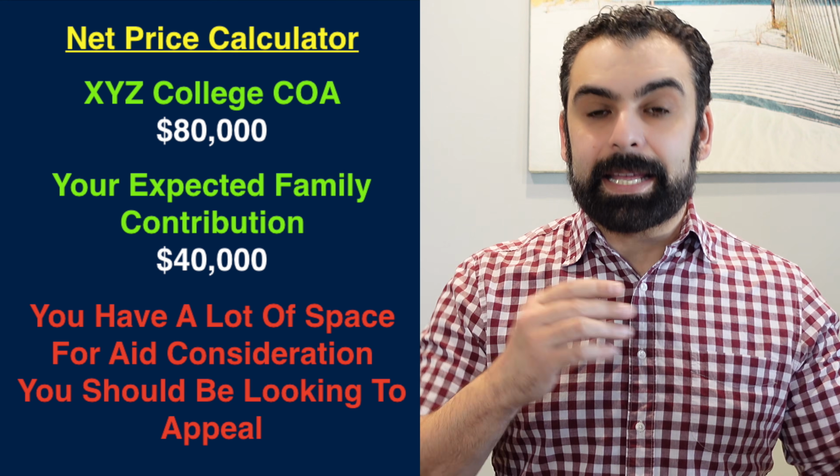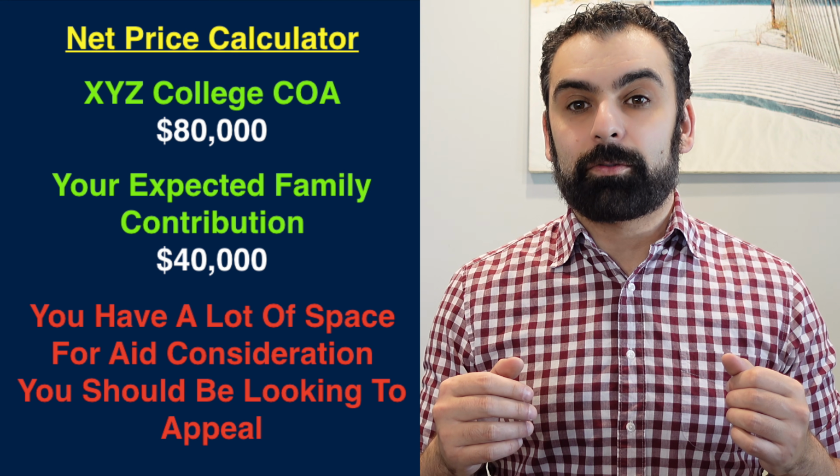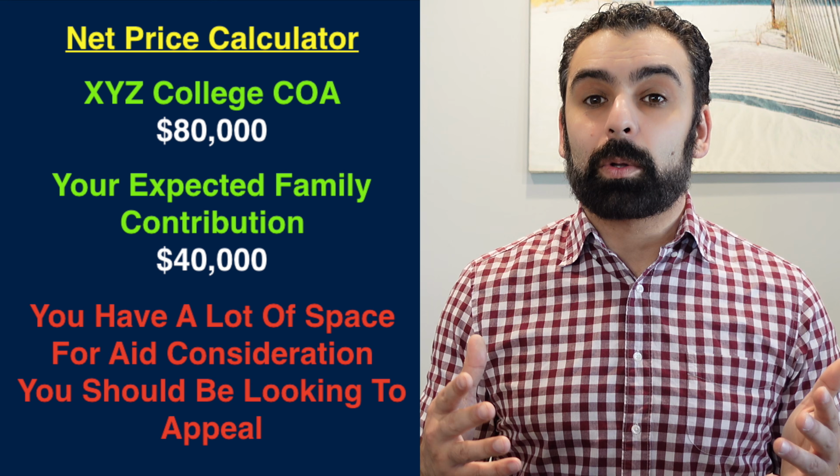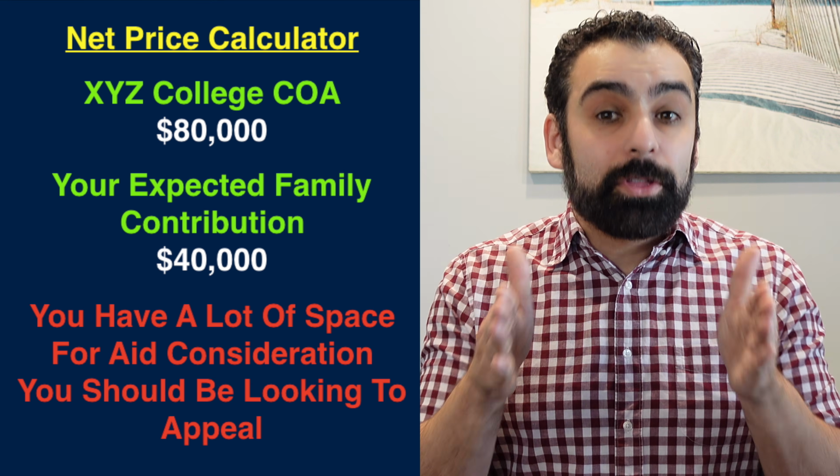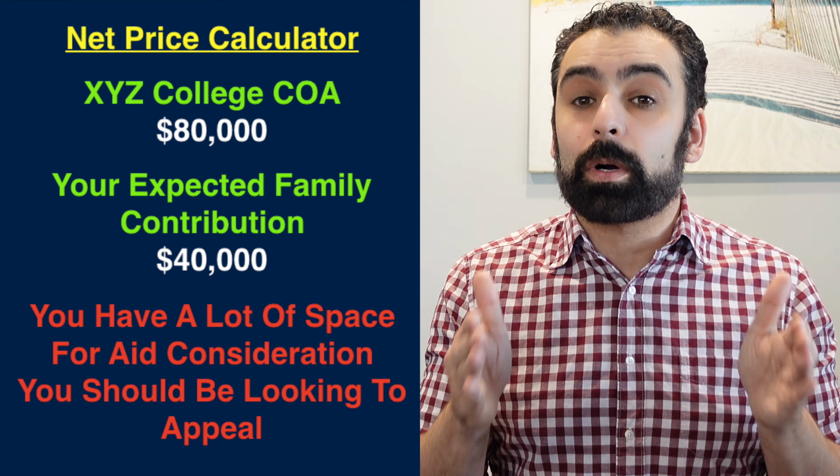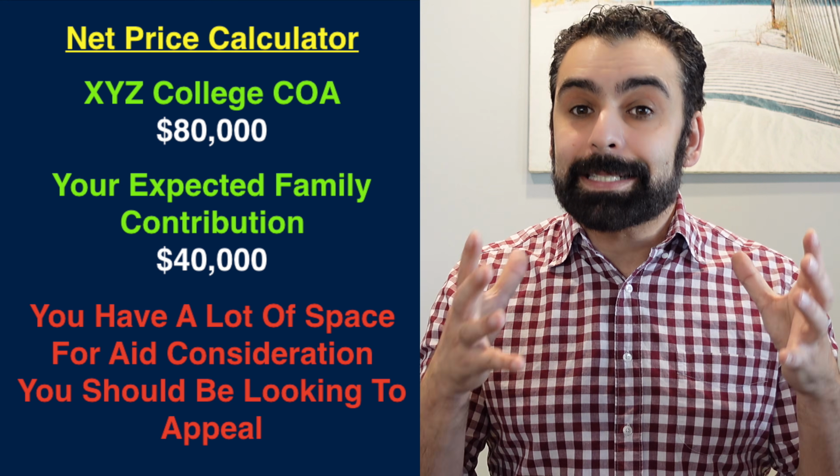So let's say there is space there. Let's say the school once again costs $80,000, and the net price calculator says you can afford to pay $40,000, but that school only gave you, let's say, $10,000. That means you have $30,000 of financial aid space here to work with. I would be going back to them and appealing.